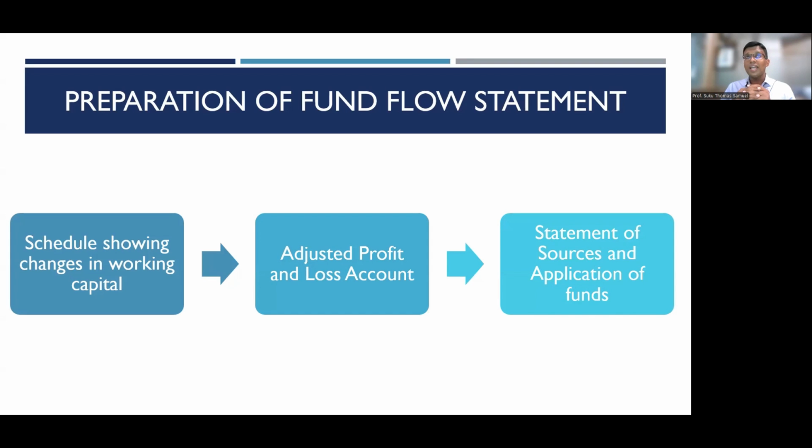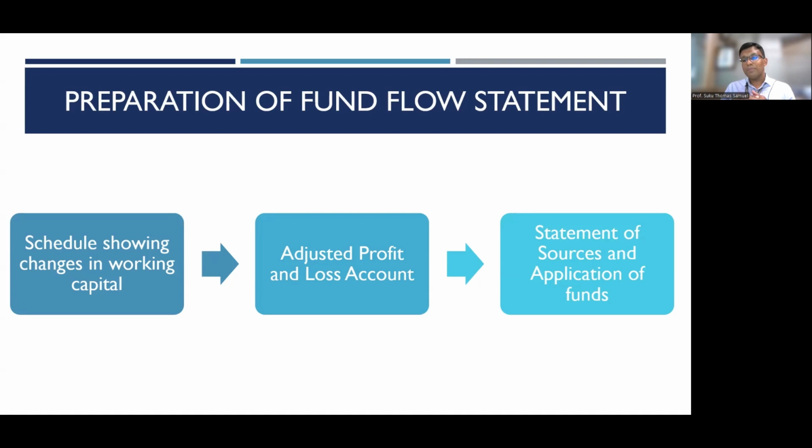Here, we would try and see how much of funds were generated as a result of the operational activities. Did the company manage to generate funds as a result of operations, or did the business end up losing funds as a result of operations? So that's what happens in the second step.